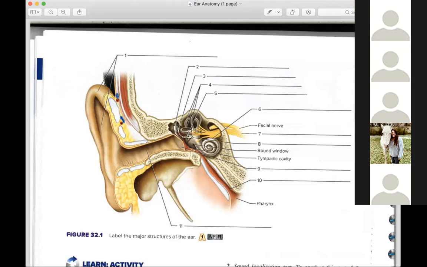Balance. What do you say, Bruno? I said balance. Balance. Perfect. Bruno is right. So if you've heard someone talk about equilibrium in the ear, they're referring to its ability to help you maintain balance. And we'll talk about how that works here in just a little bit, okay?